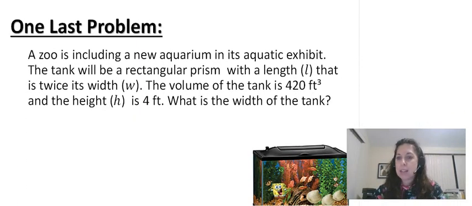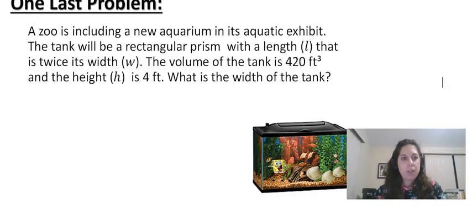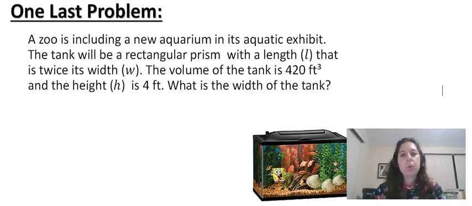All right, let's discuss one last one. A real-world example here. So a zoo is including a new aquarium in its quadratic exhibit. The tank will be a rectangular prism with a length L that is twice its width. The volume of the tank is 420 feet cubed, and the height is 4 feet. What is the width of the tank?